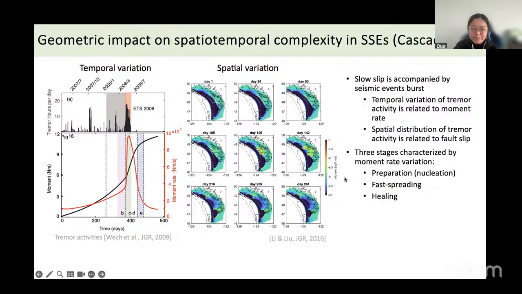In this comparison we see a consistent evolution in the simulated slow slip and the recorded tremor in this area. So this shows that the rupture of slow slip is not linear. It has a three-stage evolution.